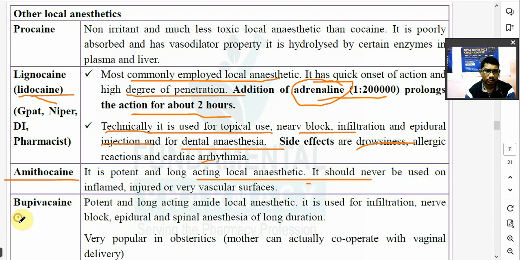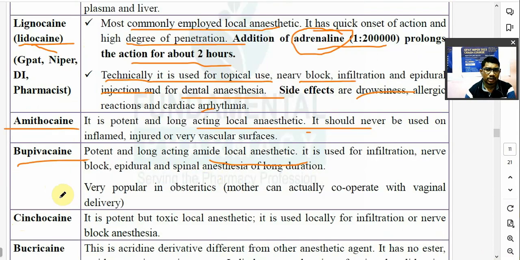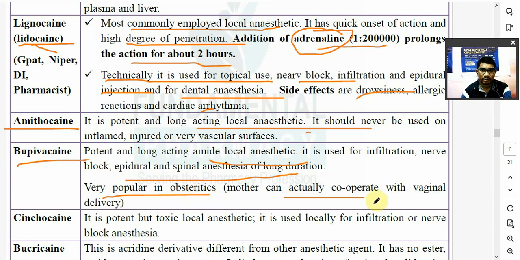Next comes your bupivacaine. It is a longer acting, potent and long acting amide local anesthetic. This is the amide type. It is used for implantation, nerve block, epidural and spinal for longer duration. It is a very popular local anesthetic drug in obstetrics. In gynecology and obstetrics it is a popular local anesthetic. Mother can cooperate with the vaginal delivery, meaning it is used for delivery without episiotomy, to decrease the labor pain.